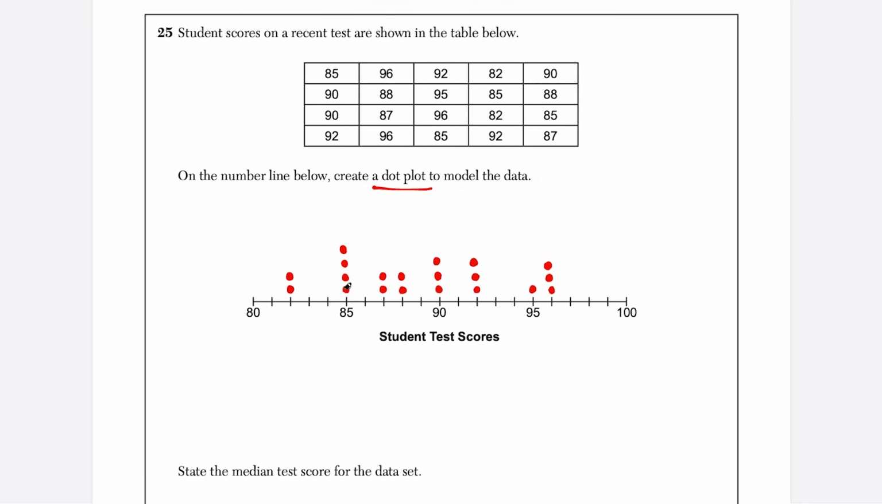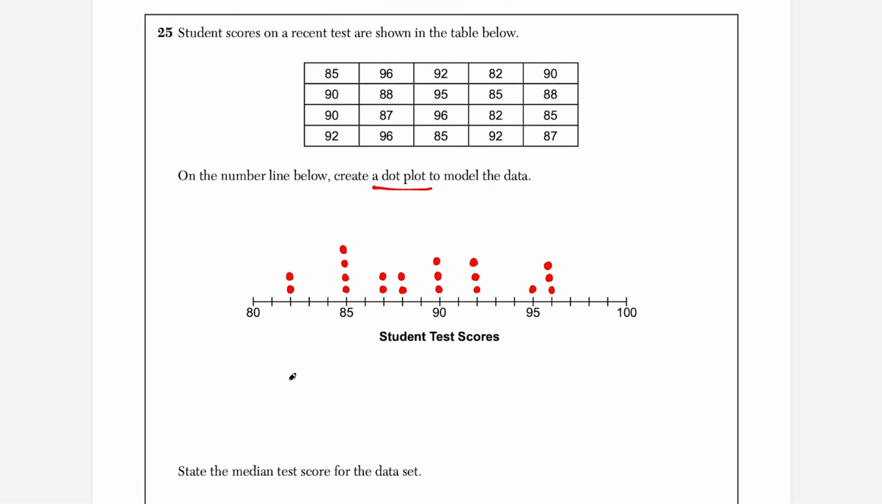So now that we have all these values recorded in the dot plot, the next thing we want to find is the median test score for the data set. So notice here that we have 1, 2, 3, 4, 5 entries in each row, and there are 4 rows. So that's 20 test scores that we have to keep track of.